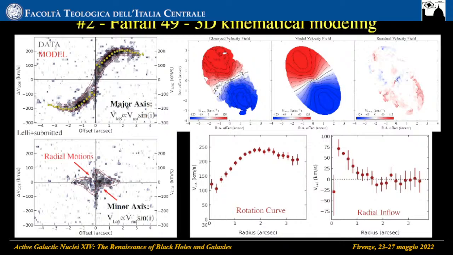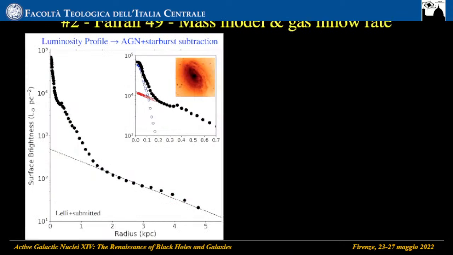So the next step is to perform a full dynamical modeling, but here there is a complication which essentially occurs every time you have a very bright AGN, which is that in the center, the luminosity is dominated by the AGN. It doesn't trace the stellar mass. So if you want to compute the potential, you have to take off the inner light component driven by the AGN, in this case also by the starburst.